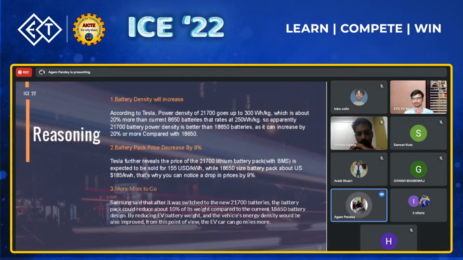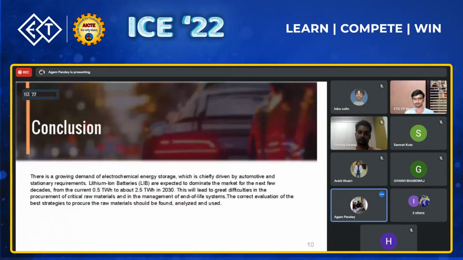Not only that, your whole car weight will decrease, increasing your car mileage and giving better performance overall, due to these three parameters: increase in battery density, reduction in price, and reduction in weight.